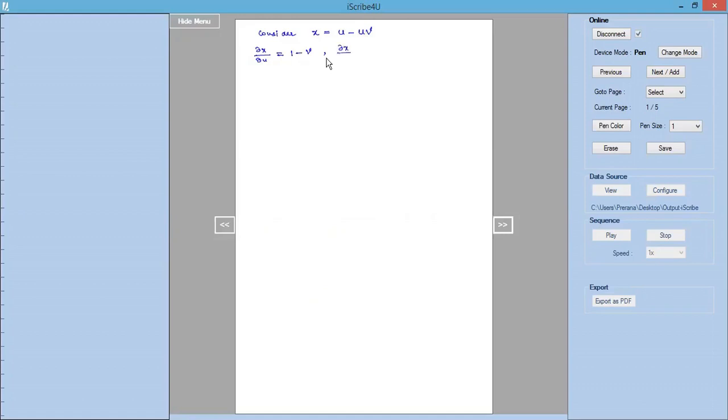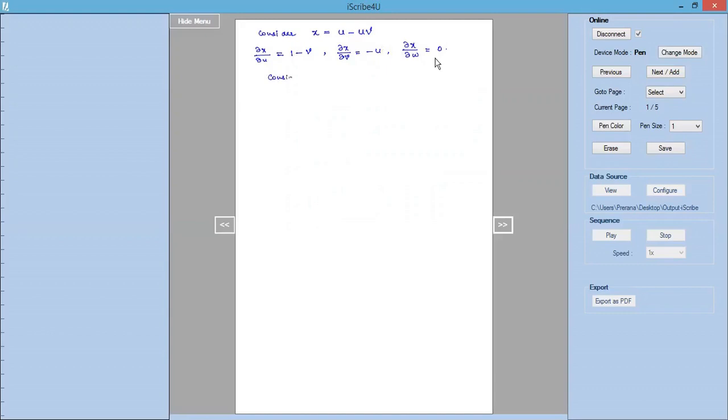Similarly, dou x by dou v we have to find out. It is 0 minus u, which is minus u. Dou x by dou w will be 0, because both u and v are constants. With respect to w, when you differentiate, both u and v terms are constants, so the differentiation goes to 0.